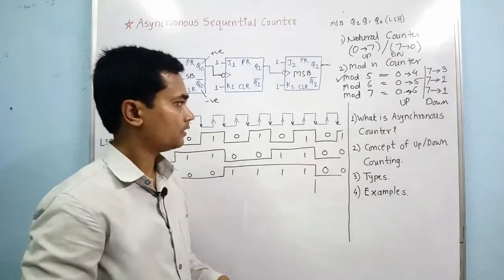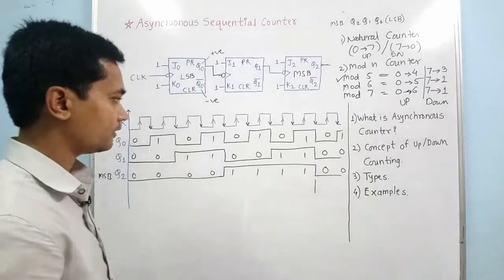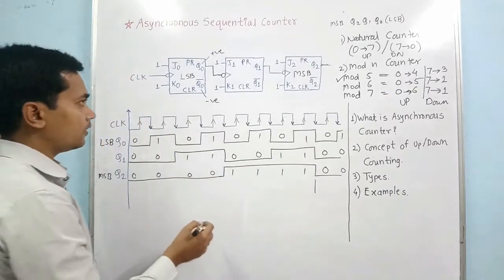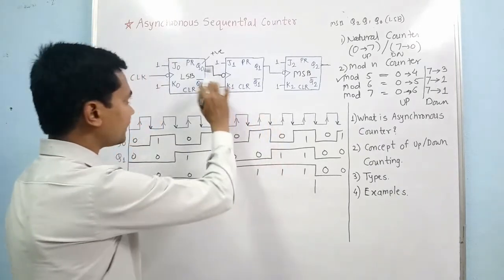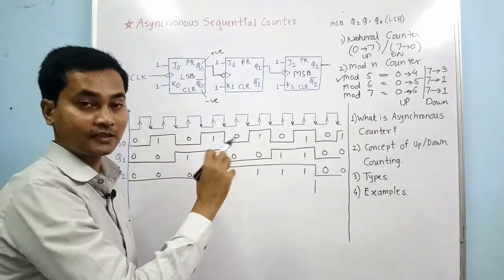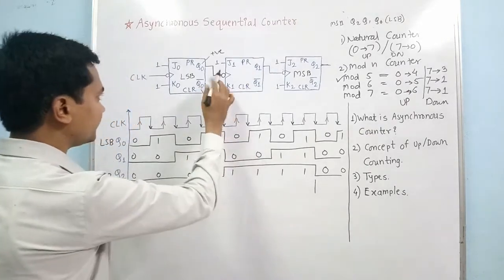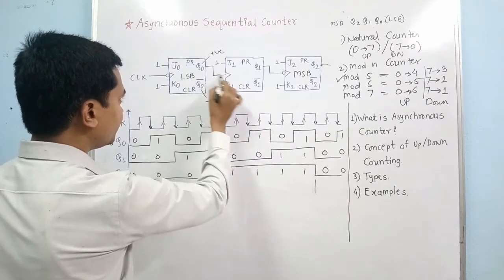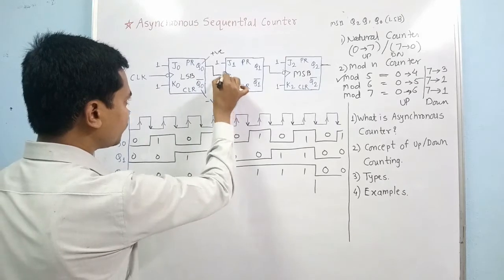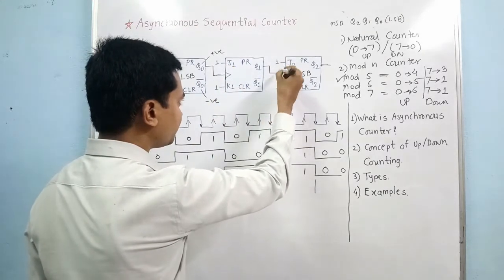But in case of down counting, where will the changes be? In case of down counting, the rising edge or similar signs are required, connection of similar signs are required. So suppose this is a positive edge triggered clock. Here the output is positive and the clock is also positive. So in this diagram, I will just remove this bubble.